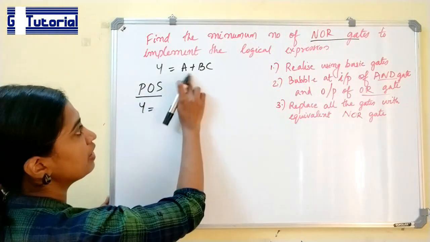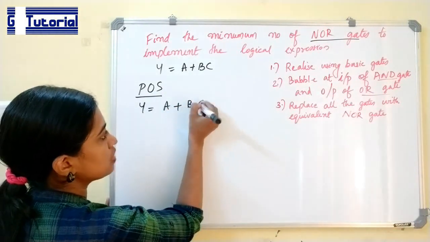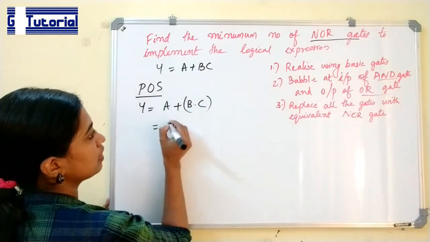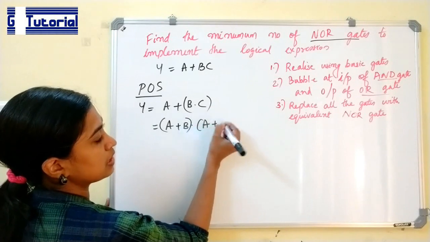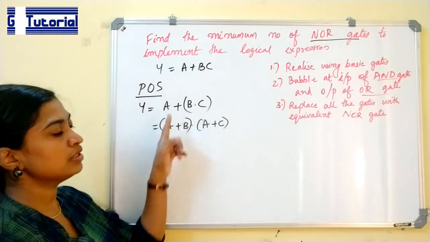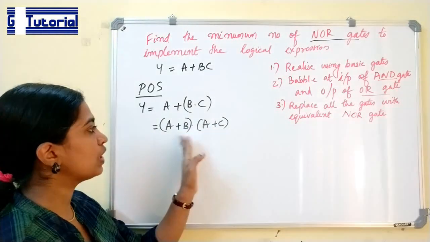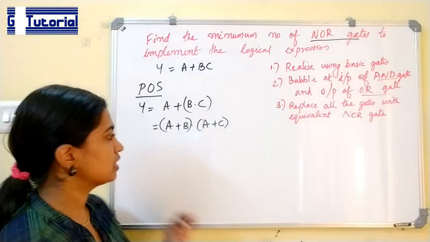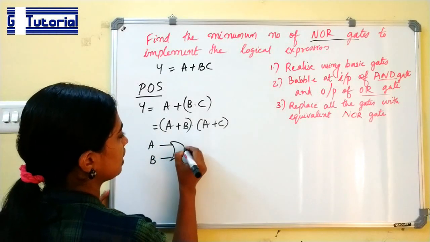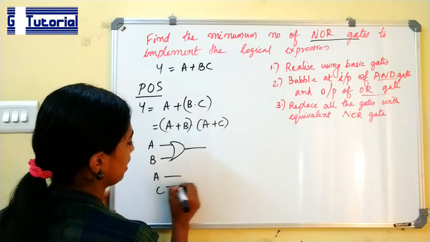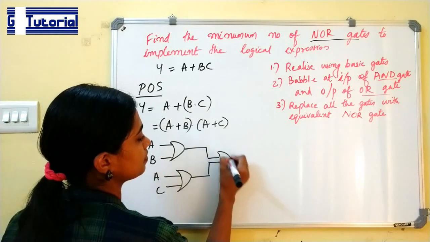So you can use the distributive law. A plus B dot C, which is actually A plus B, A plus C. This is the actual expression for this. So we obtain the POS expression. Now we can implement using the basic gates. So A, B, we are taking the OR operation here. A and C, we are taking the OR operation. Then we are ANDing it.